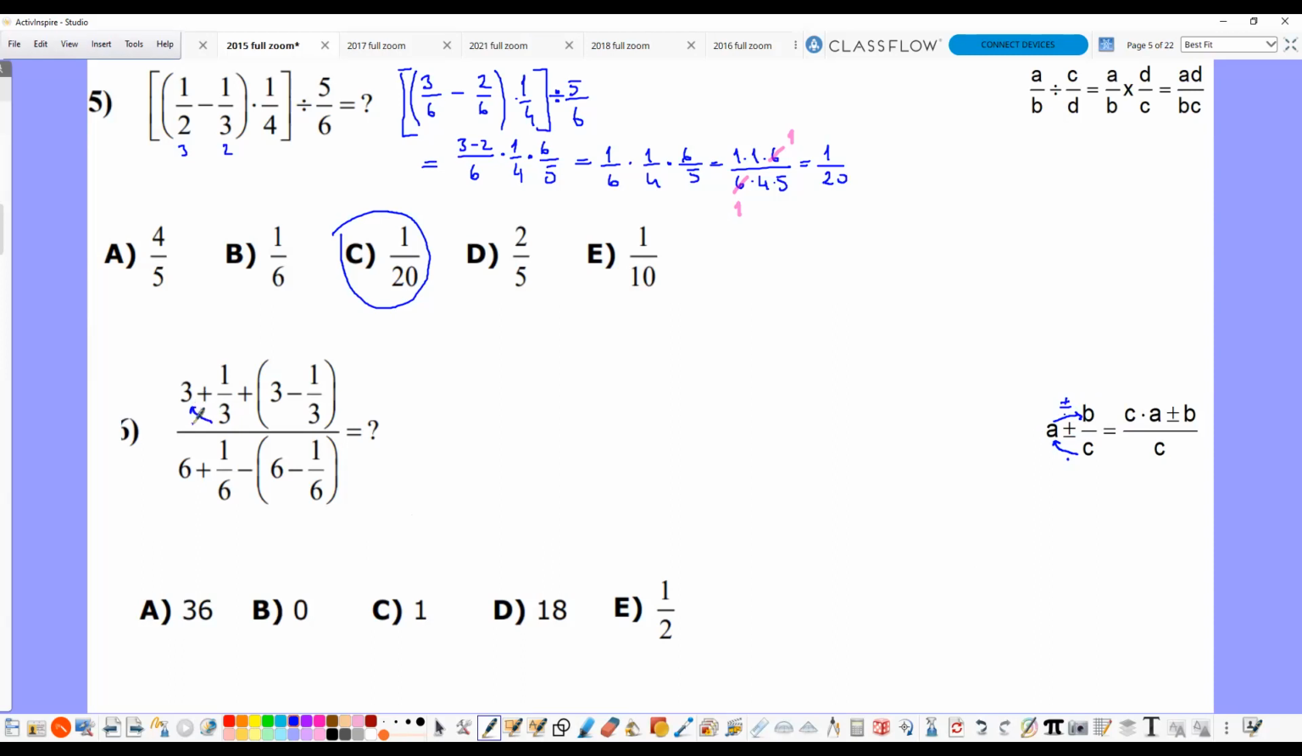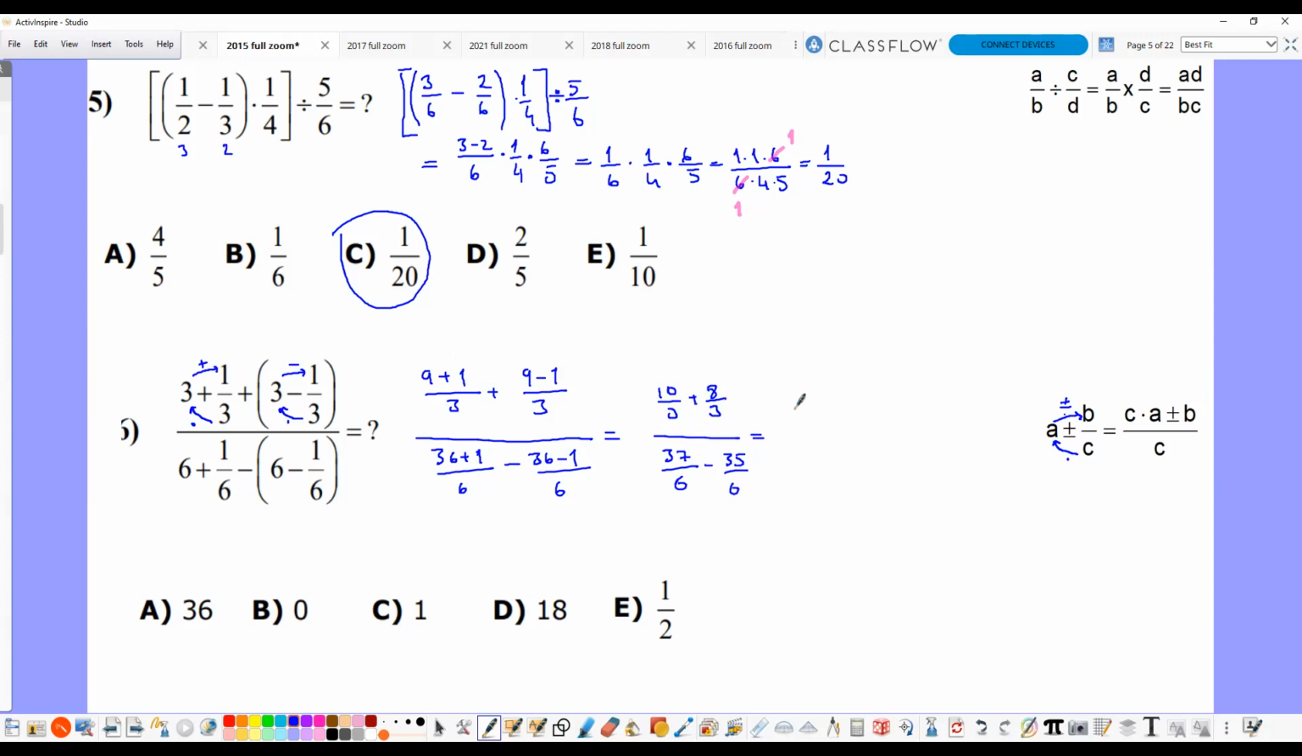Here, we are going to do it like this. This is going to be 3 times 3, then plus, and here 3 times 3, then this is minus. So 3 times 3 is equal to 9 plus 1 over 3, plus 3 times 9 minus 1 over 3, all divided by 6 times 6, 36, plus 1 divided by 6, minus 36 minus 1 divided by 6. So we are going to do 9 plus 1, 10 over 3, plus 8 over 3, 9 minus 1 is 8. Here 36 plus 1, 37 over 6, minus 35 over 6.